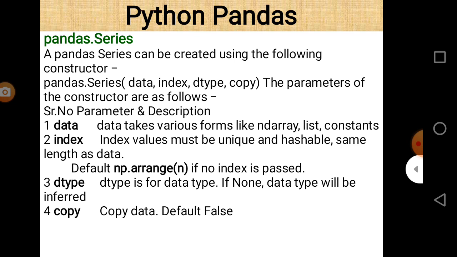Third is data type. Data type is dtype. Dtype is basically for data type, and if no data type is passed, then it will be inferred. And the last one is copy. Copy means copy data, and the default is false. So basically there is only one parameter which is essential, and that is data. Others are optional: index, data type, and copy.